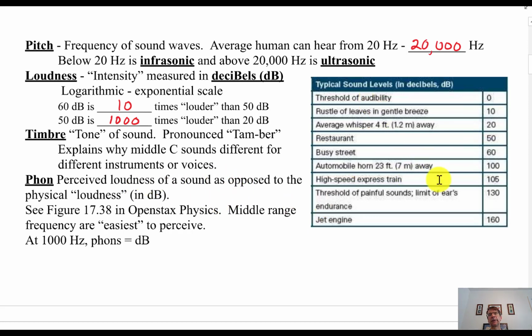And there's a chart over here that shows you the loudness of different sounds, the intensity of different sounds. It's kind of interesting. And a lot of these depend on how far away you are. They don't all tell you how far away you are, but for an average whisper 4 feet away, 20 decibels.